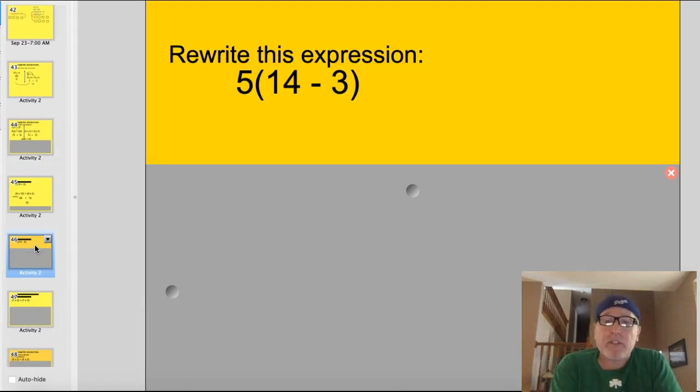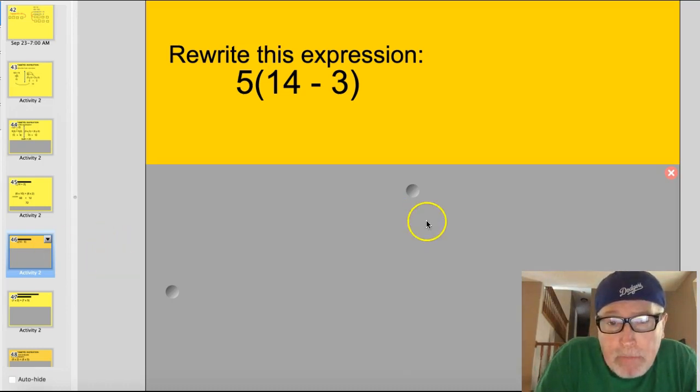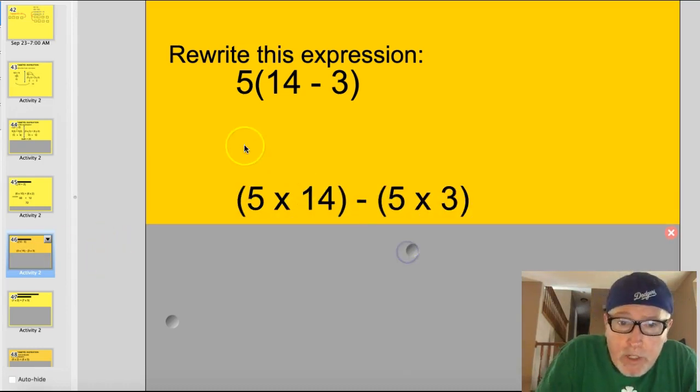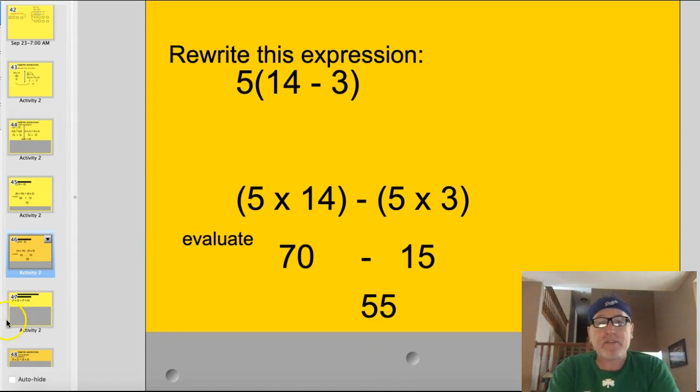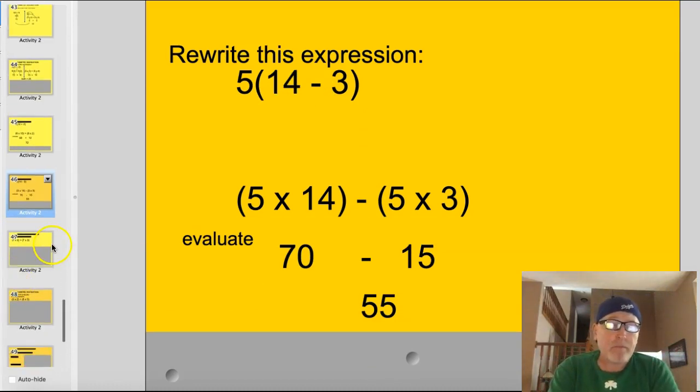I want you to do the same thing here. See if you can rewrite it. If you can rewrite it with 2 sets of parentheses and you want to try evaluating it, that would be awesome. But at least let's get it rewritten. Okay, let's see how you did. Okay, here's the 5 times the 14. Here's the 5 times the 3. And then we have to subtract, because that's what they're doing here inside the parentheses. They're going to subtract. If you went through and evaluated it, you would have had 55. Okay. Let's go to the next slide.